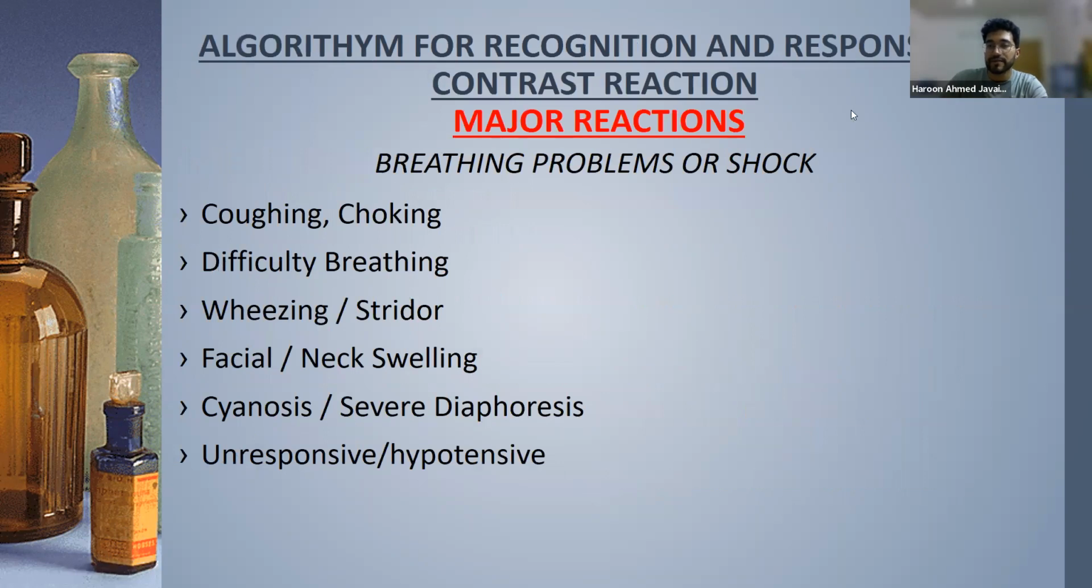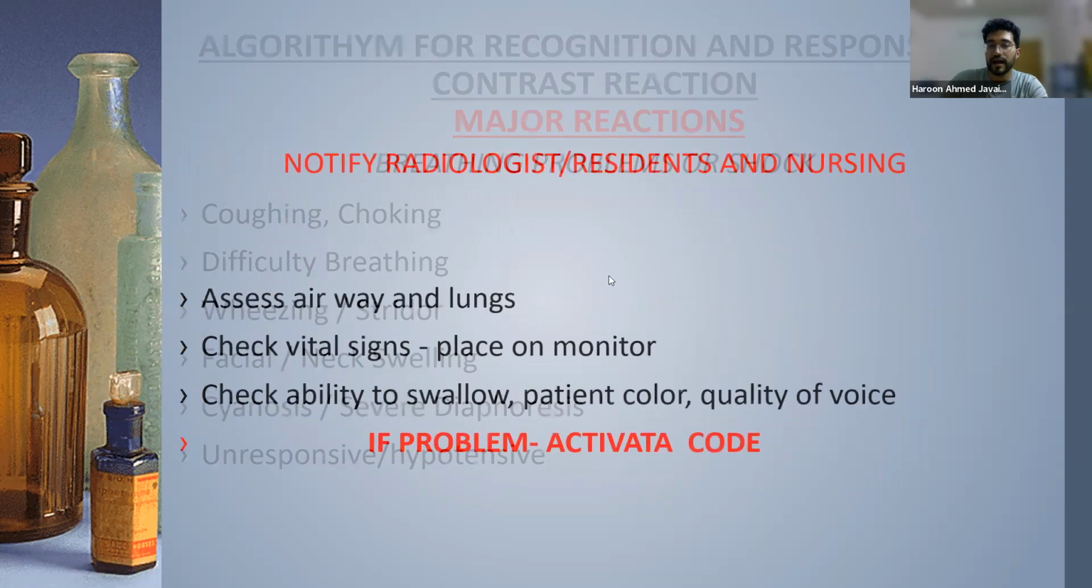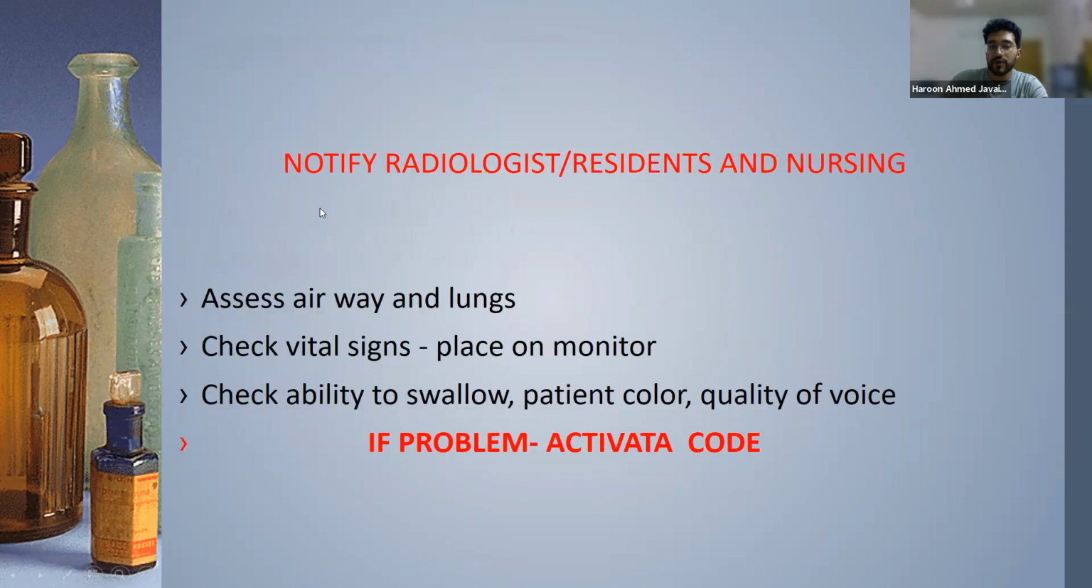So again, we said that there are different types of reactions. So these are signs of a major reaction. If they bring these signs in a clinical vignette, you need to know this is a major reaction. What do you do in this case? You will go for the ABCs. This is an emergency. You will first of all notify the residents and nursing. That's the first step. Then you will assess the airway, breathing and vital signs, C for circulation. And if the patient is unstable, which means basically any of these three vital signs are drastically different, you will activate the code.